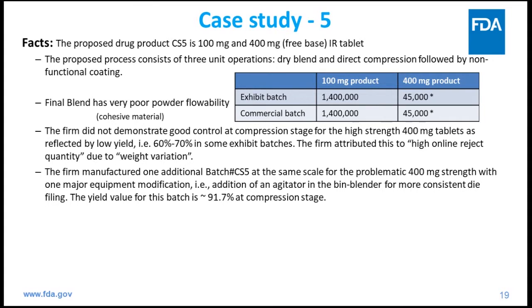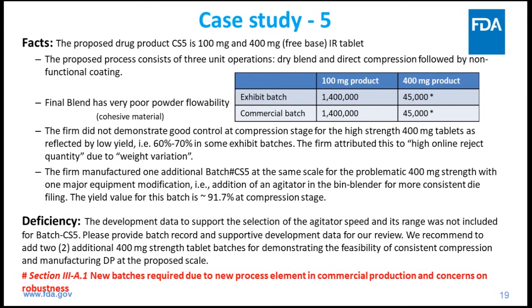But our concern is that you do have this improvement on the yield with some equipment modification, but the agitator speed and its operating range is not supported by any development work. It seems pretty random. And we asked them to provide the supporting development data. And also, for regulatory consideration, we asked them to manufacture 2 additional 400 milligram strength tablet batches to demonstrate the feasibility of consistent compression at this smaller scale.